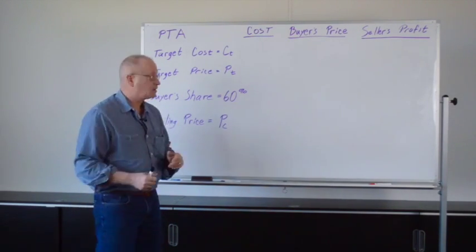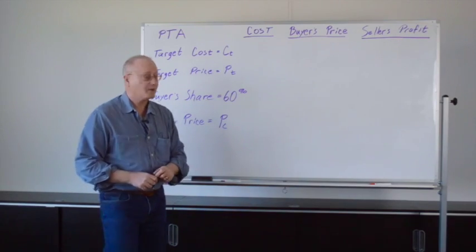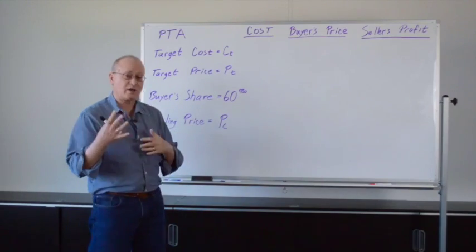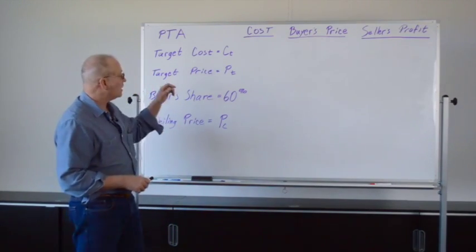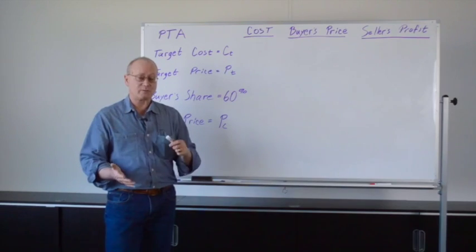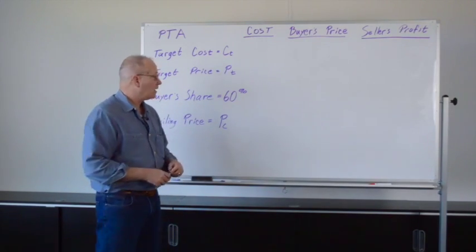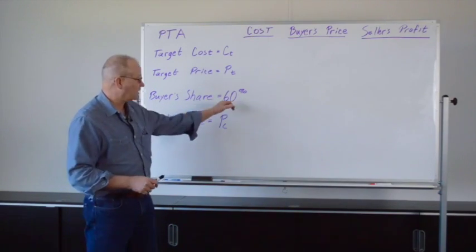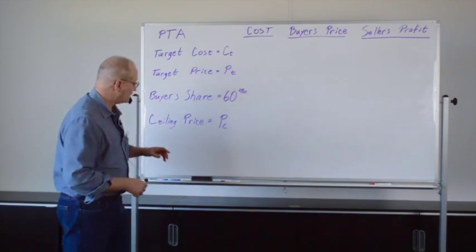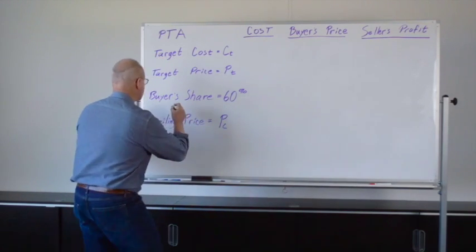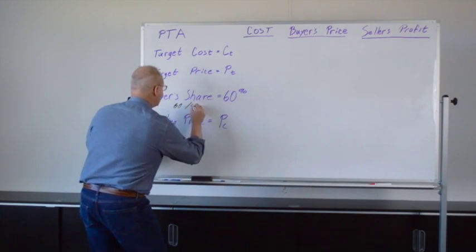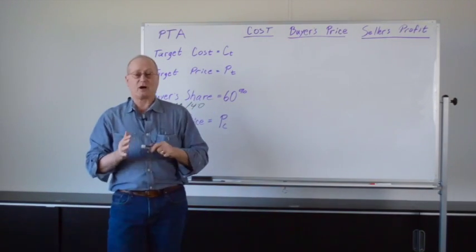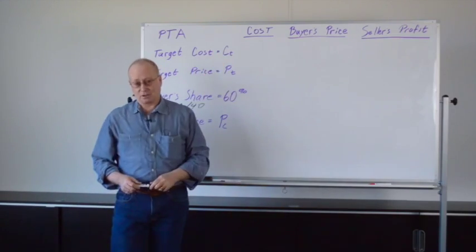In this contract, we're going to have a target cost, and we're going to have a target price. And we're going to have a way of sharing risk. When we have cost overruns above the target cost, we're going to share those between the buyer and the seller. So there's going to be this thing called a buyer's share. And in this example, we're going to take that as 60%. And the convention for writing that is 60-40, where the 60, the first number, is the buyer's share of the cost overrun above the target cost.